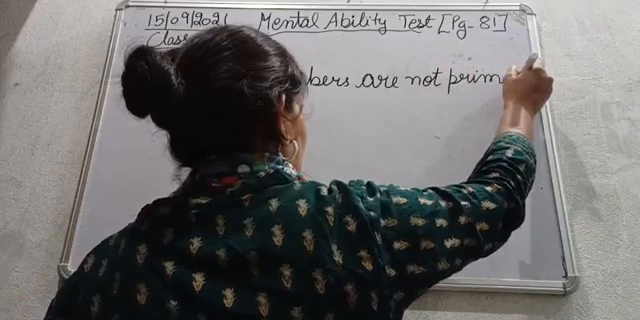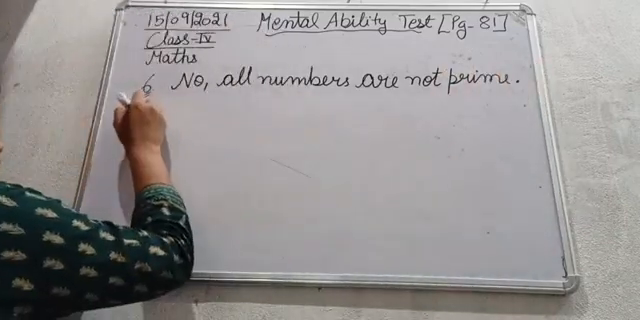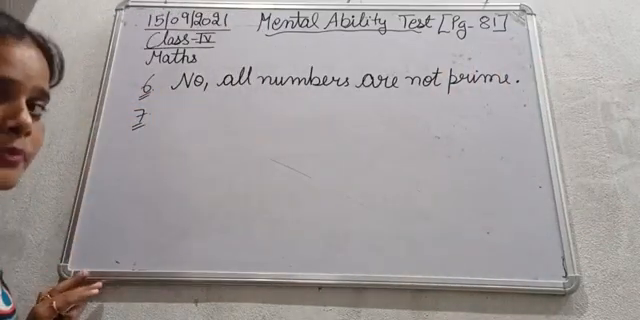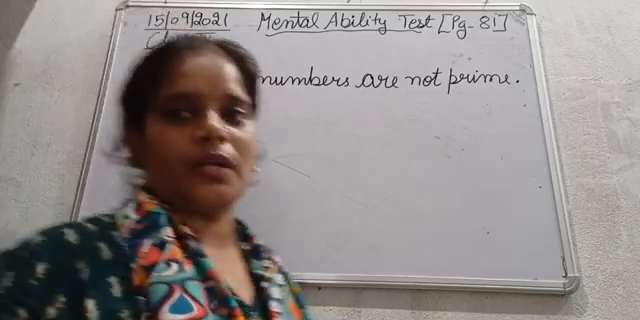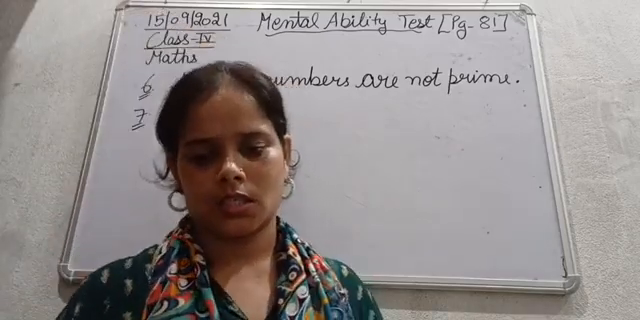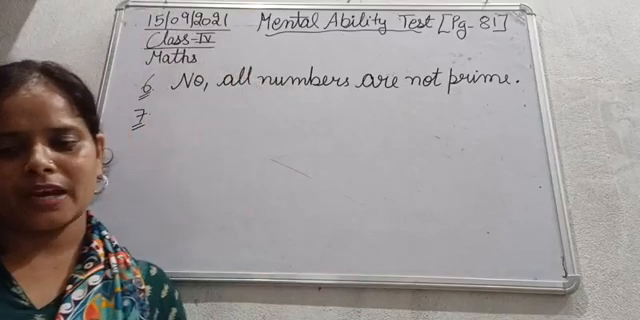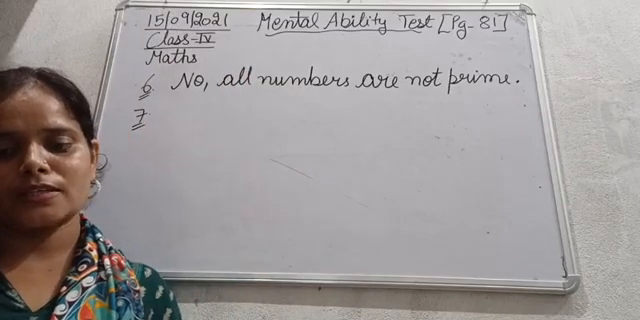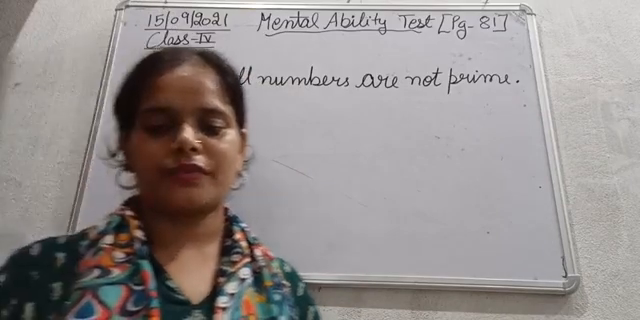No, all numbers are not prime. Moving next to the seventh one. Is 5 a factor of 15?